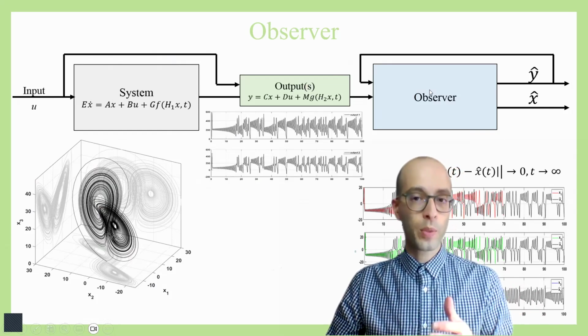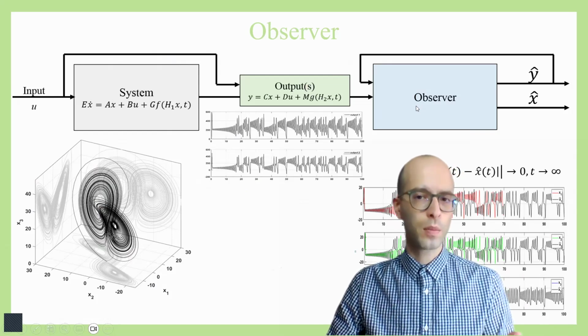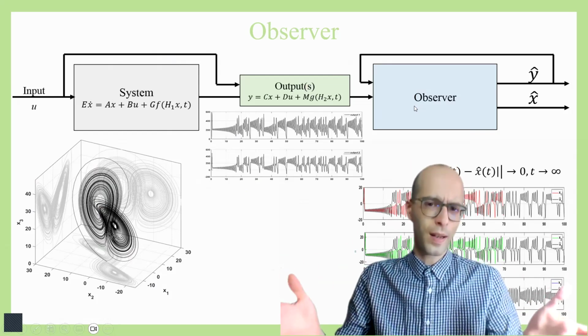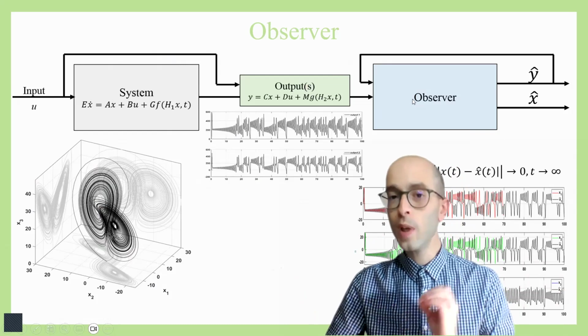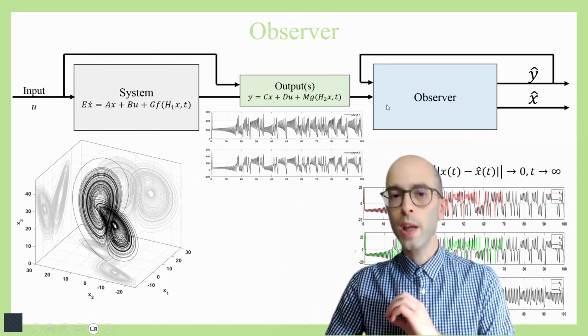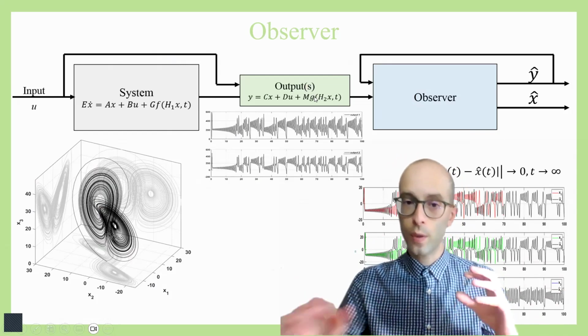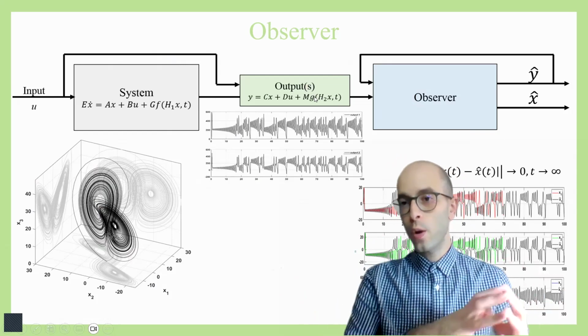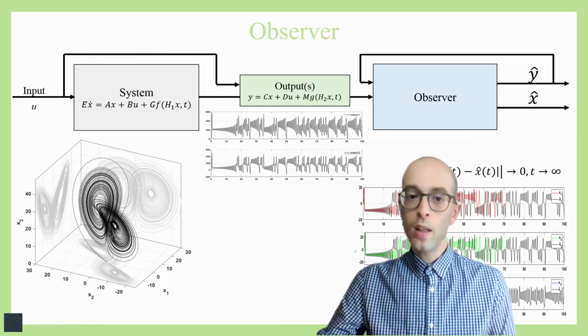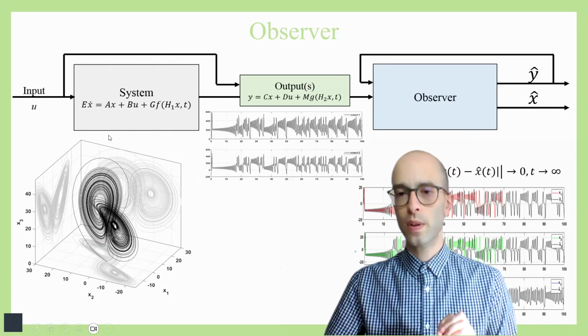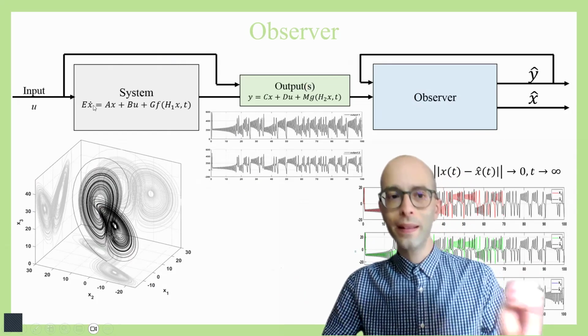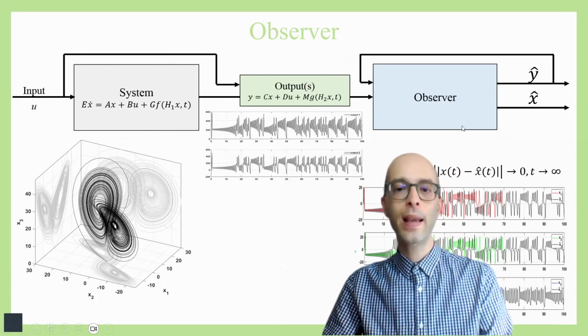Okay. So the observer is a secondary system. Basically, it is a set of differential equations. And the observer, what it does is take information from the input and the output of the system. And from this information, the observer manages, ideally, to estimate the internal states of the system. So although we don't know the internal states, the observer can estimate them.